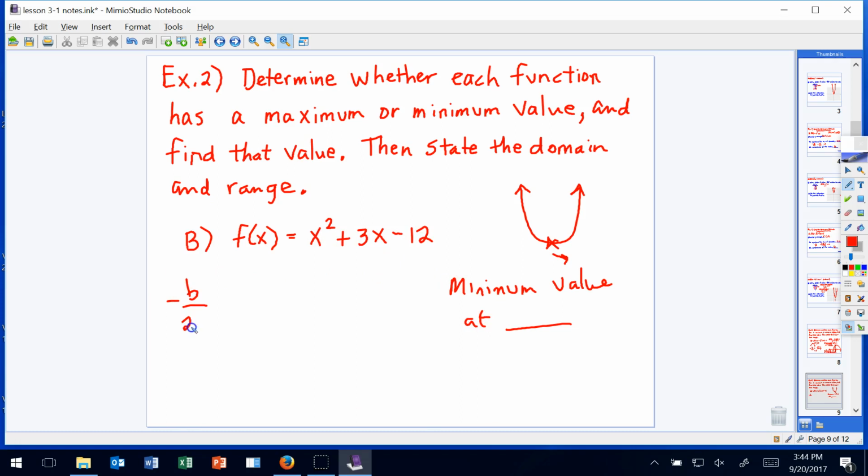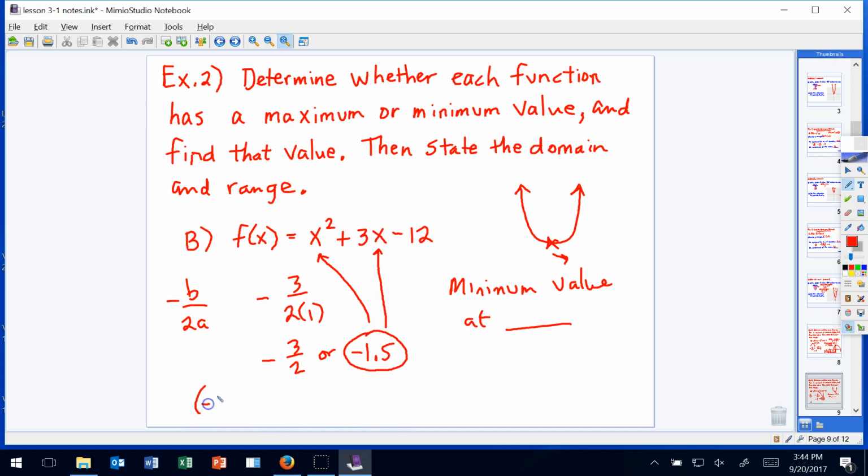Start with the opposite of b over 2a, and that's the opposite of 3 over 2 times 1, and that's negative 3/2. Or if you want to just use your calculator at this point, you could treat that as negative 1.5. Okay, so to find this value, we need the y coordinate of the vertex, which means we're going to input negative 1.5 in this function.